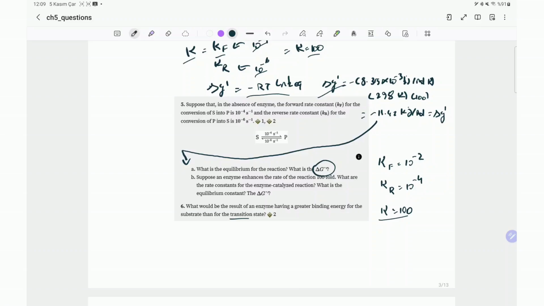If an enzyme had a greater binding energy for the substrate than for the transition state, the enzyme substrate complex would be more stable than the enzyme transition state complex. As a result, the transition state would not form and catalysis would not take place. Enzymes accelerate the rate of both the forward and the reverse reactions. Enzymes do not affect the thermodynamics and therefore do not alter reaction equilibria, rather they increase the rate at which equilibrium is attained.